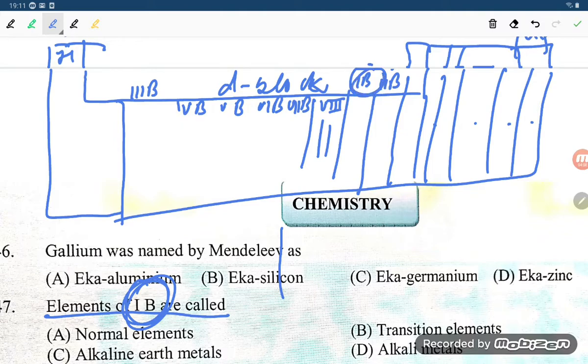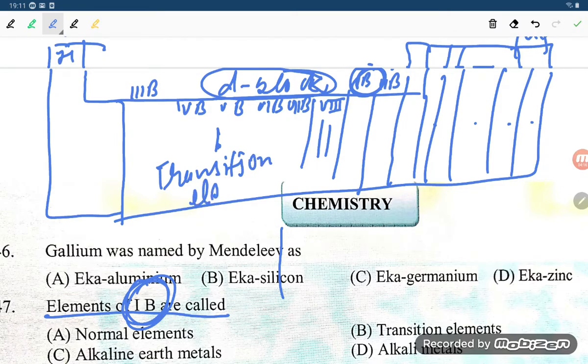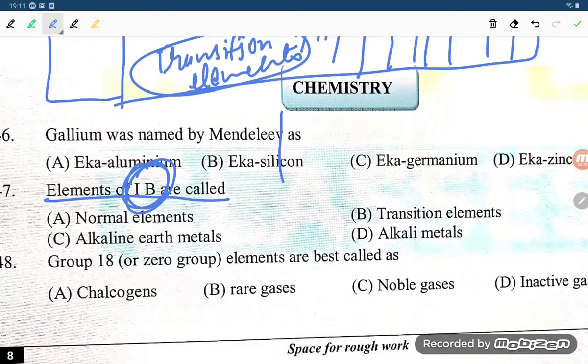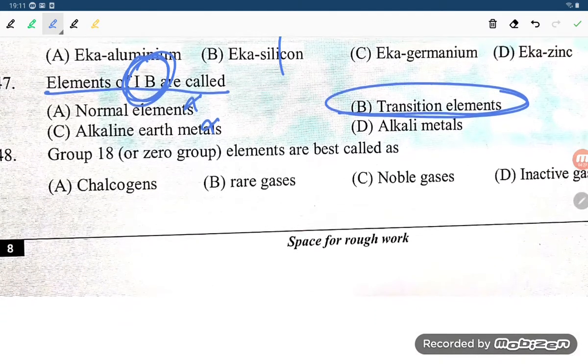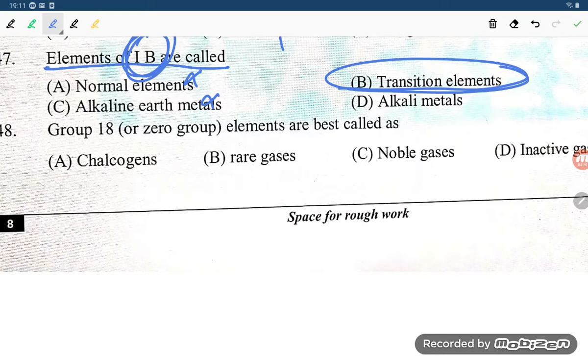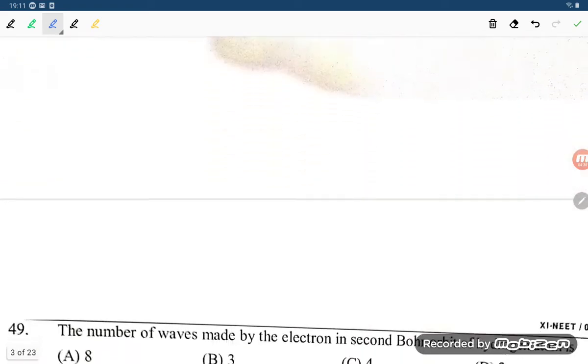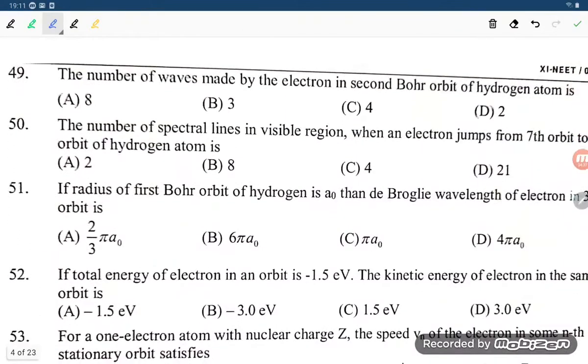So first B is in the D block, and D block elements are also known as what, students? Transition elements. D block elements are known as transition elements. So let us see the correct option. Normal element, not alkaline, wrong. So transition element, option number B, is the required option, students. The group 18 or 0 group elements are called noble gases. Very easy, students. Now let us see the next problem, problem number 49.